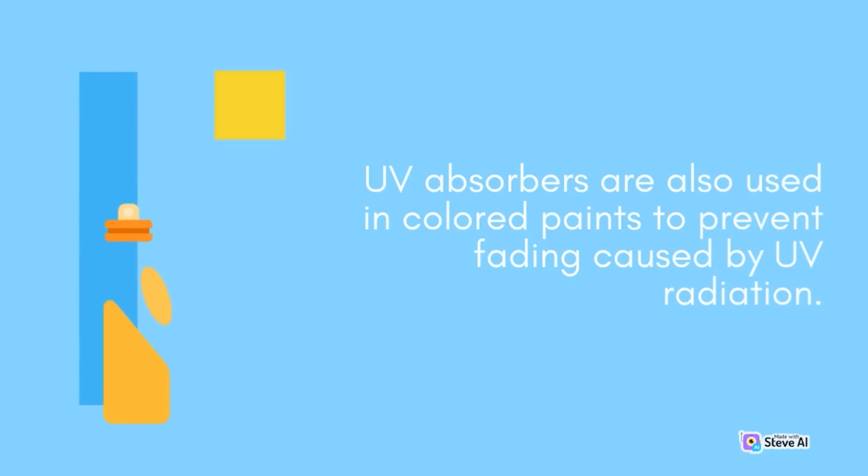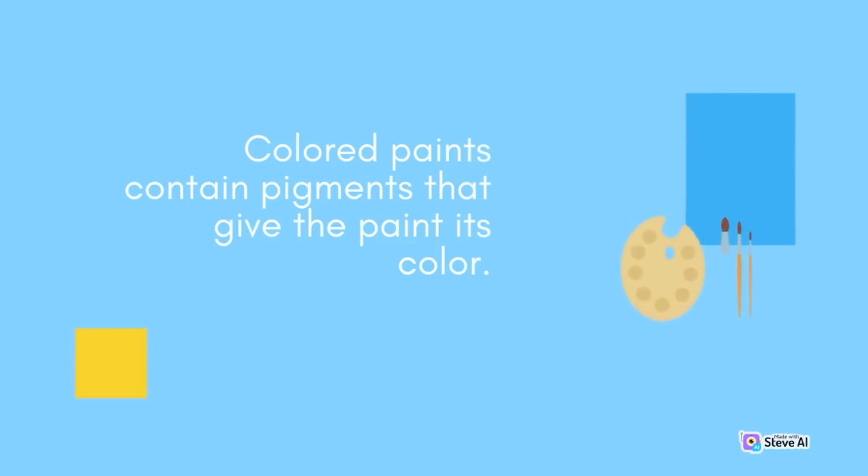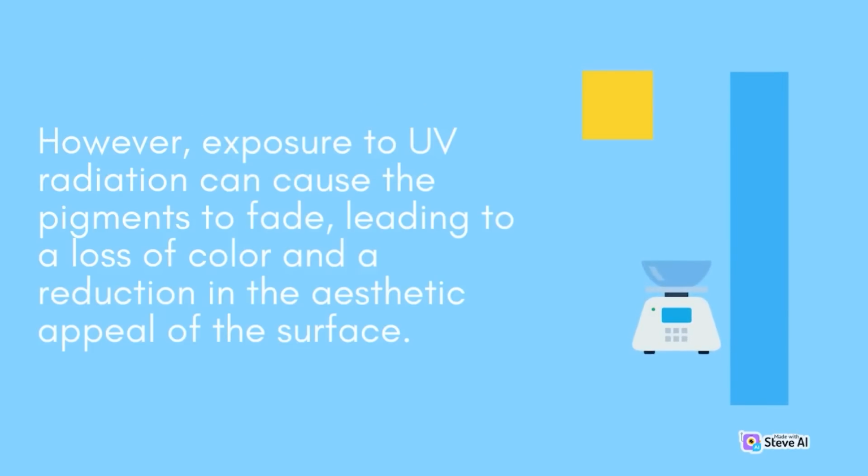UV absorbers are also used in colored paints to prevent fading caused by UV radiation. Colored paints contain pigments that give the paint its color. However, exposure to UV radiation can cause the pigments to fade, leading to a loss of color and a reduction in the aesthetic appeal of the surface.